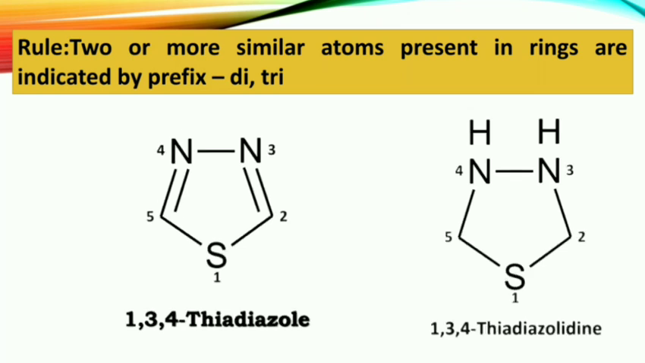Let's see the example. Look at both structures. The first structure is unsaturated, the second is saturated. In the unsaturated structure we have sulfur as a heteroatom and 2 similar heteroatoms, which are nitrogens. For sulfur we give more preference than nitrogen. So the name for this structure is 1,3,4-thiadiazole, and for the saturated compound you can give 1,3,4-thiadiazolidine as the structure name.